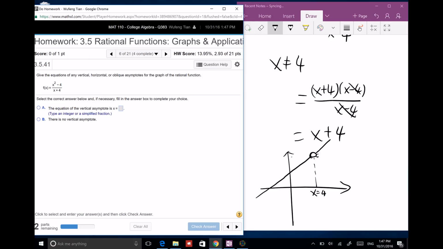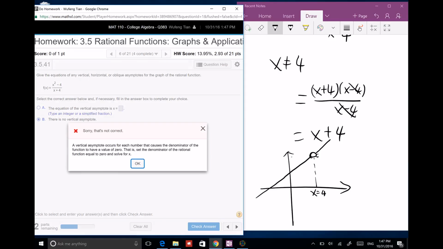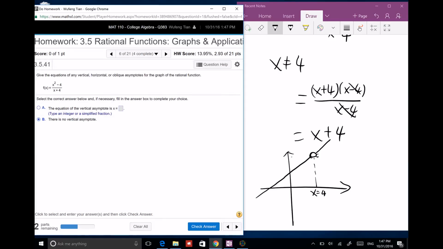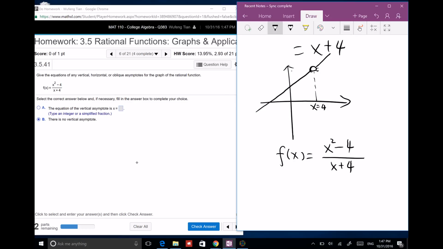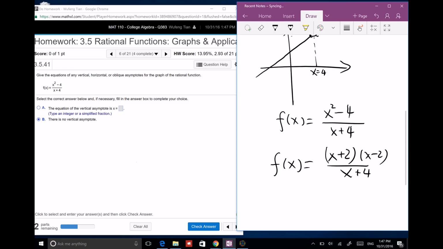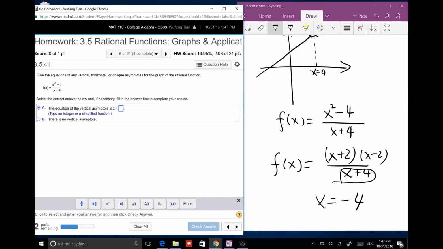Okay, the equation of the vertical asymptote. So there's no vertical asymptote. Wait, vertical asymptote, let's see. So f(x) equals, oh my bad, it is x squared minus 4 over x plus 4. I thought it can cancel that out, but it does not cancel out. Actually, it cannot cancel. I thought it's x squared minus 16 again, so it's (x plus 2)(x minus 2). You see, you cannot cancel it. So there is a vertical asymptote at x equals negative 4. So x equals negative 4 is a vertical asymptote.